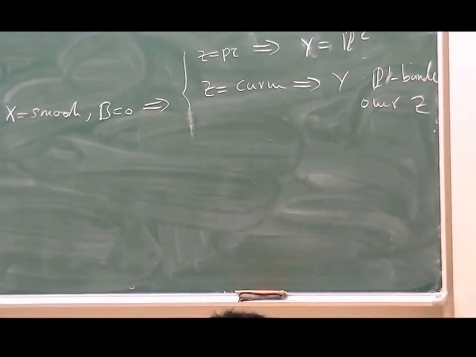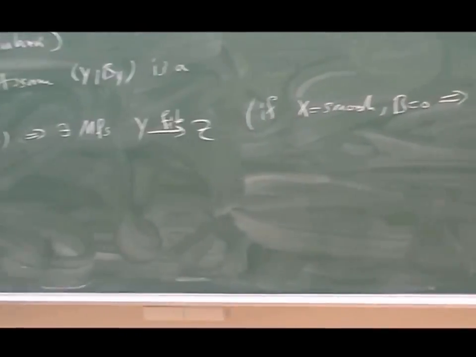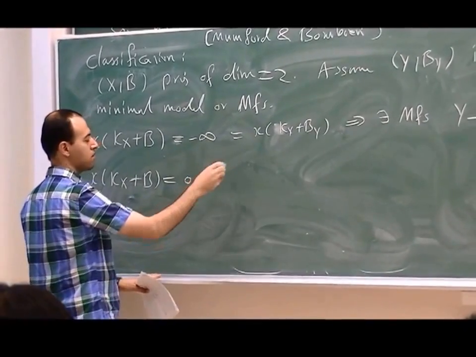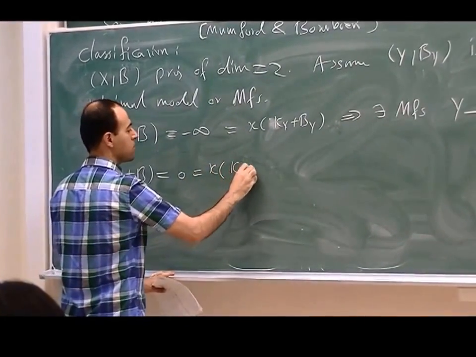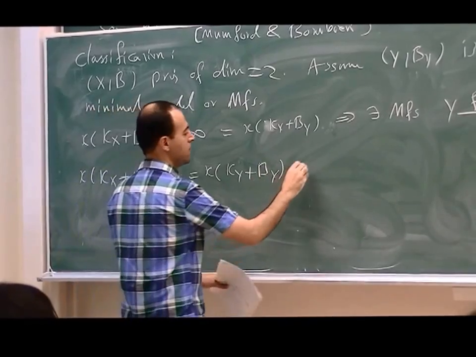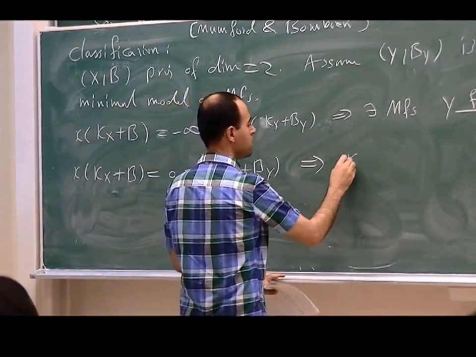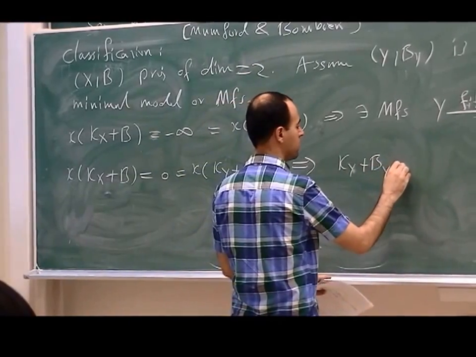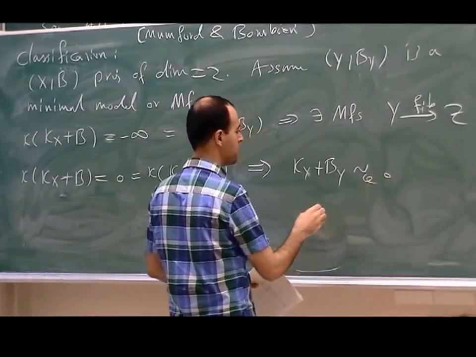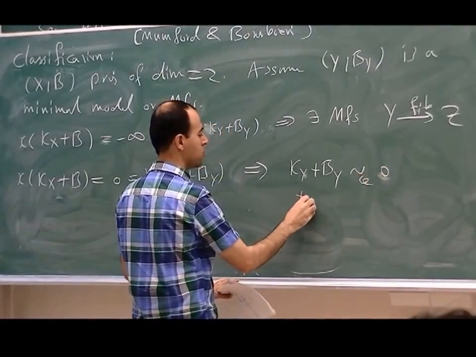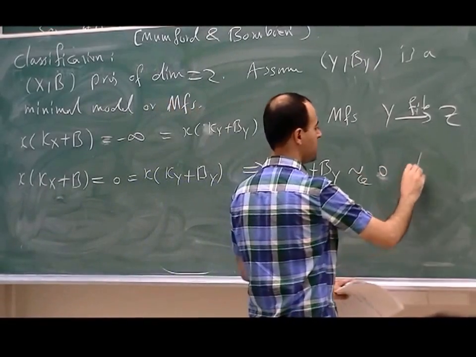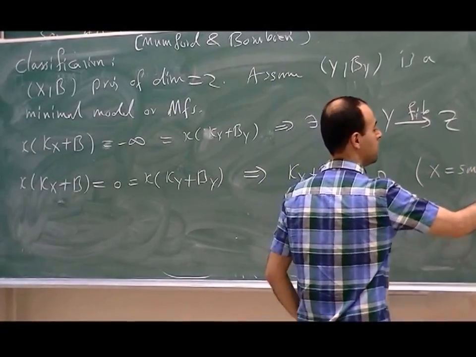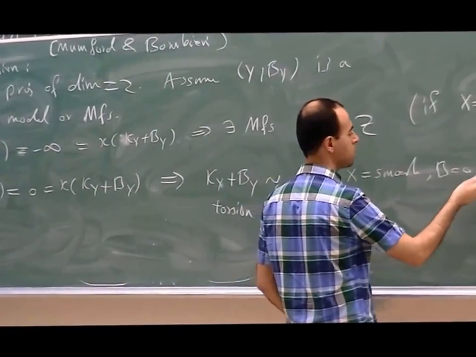That's one case, and another case is when K plus B has Kodaira dimension equal to 0. So as I said, it's again just equal to the same Kodaira dimension on Y. And here, what you can say is that K_Y plus B_Y is torsion, or you could also write it in this form, just a torsion bundle. So for instance, if X is smooth, B is 0.